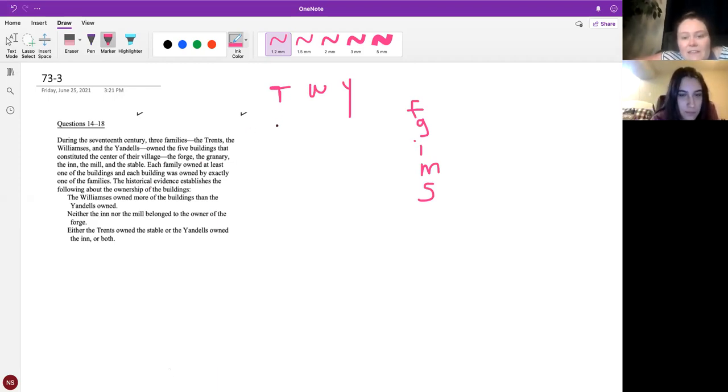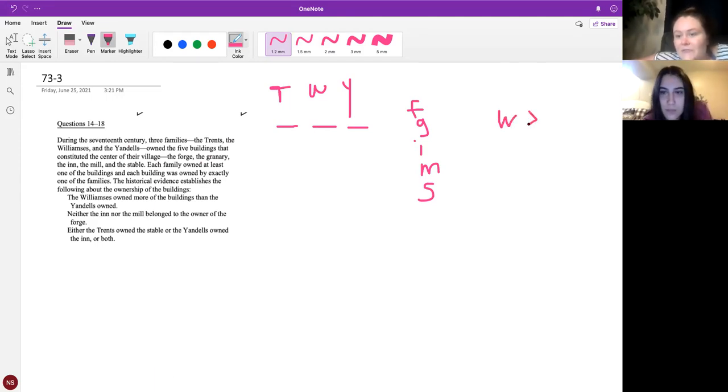So we know that each of them is at least going to have one. Okay, so the Williams owned more of the buildings than the Y's. So Williams are more than the Y. So I read this, and do you stop and think about this for a second, what this means? I guess I just take it as, okay, if Williams have 2, they have 3. If they have 1, they have 2.